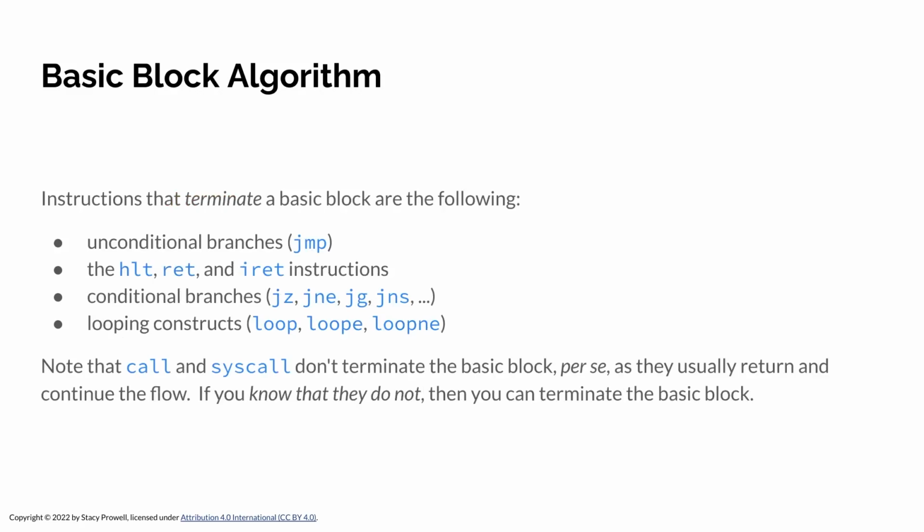Instructions that will terminate a basic block are jumps, halts, returns, I returns, conditional branches, and looping constructs. Things that break the straight line control flow. Call and syscall don't terminate the basic block because they will typically return and you'll flow forward to the next instruction.